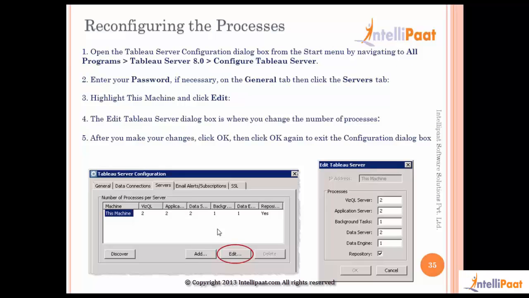Okay, and we also saw how we can reconfigure the processes. We can say how many SQL servers we want to be running on this machine, how many application servers, backgrounders, and then the data server and data engine. This is again in the configurations tab itself.